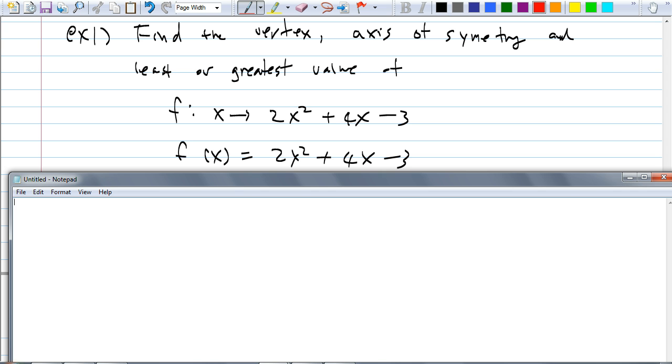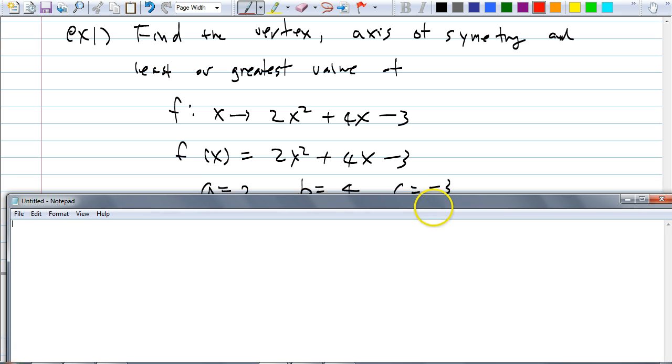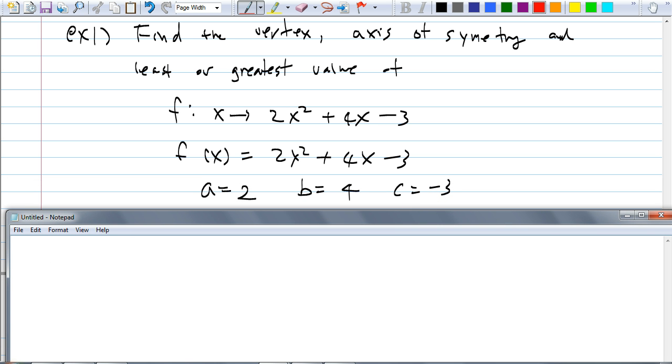First of all, what is the vertex? How do you find the vertex? Well, first of all, what's your A for this? Oh, A is 2. What's your B? B is negative 3? No, that's C. B is what, guys? 4. C is negative 3. So you've got to get that right first to get the vertex. You guys understand? A, B, C?